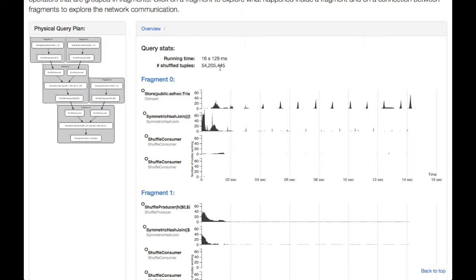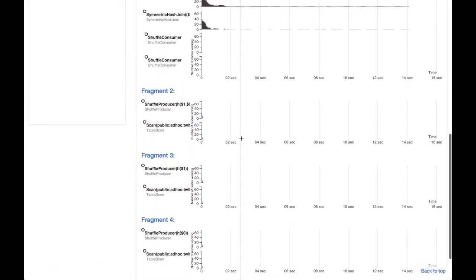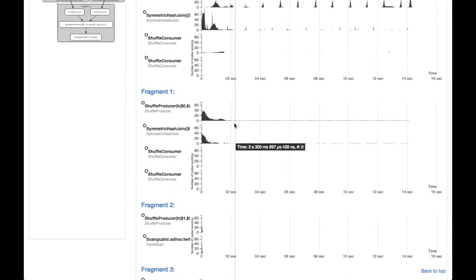Below, we have a time series visualization that shows for each fragment, which is an execution unit that runs in parallel, which operations executed when. For example, we can see that fragment 1 to 4 mostly finished within the first 2 seconds. Only one worker continued up until about second 14 to run. Let's examine this long tail a little bit further.